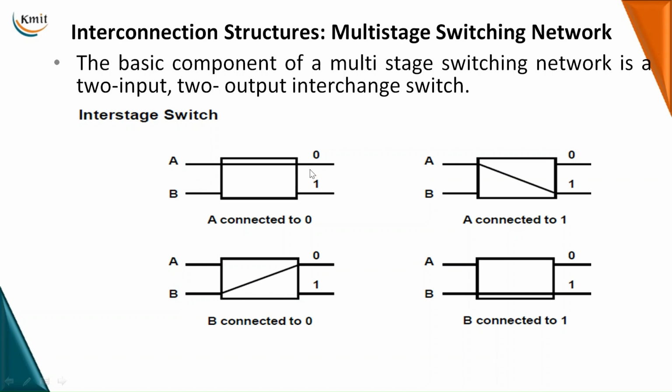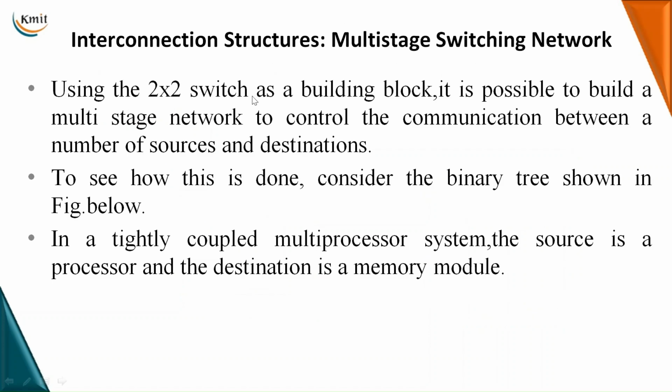If you see this diagram, in the first one A is connected to output 0. In this case, A is connected to 1. In this case, B is connected to 0. And here B is connected to 1. Based on this interchange switch, using this 2 by 2 switch as a building block, it is possible for us to build a multi-stage network to control the communication between multiple sources and destinations.